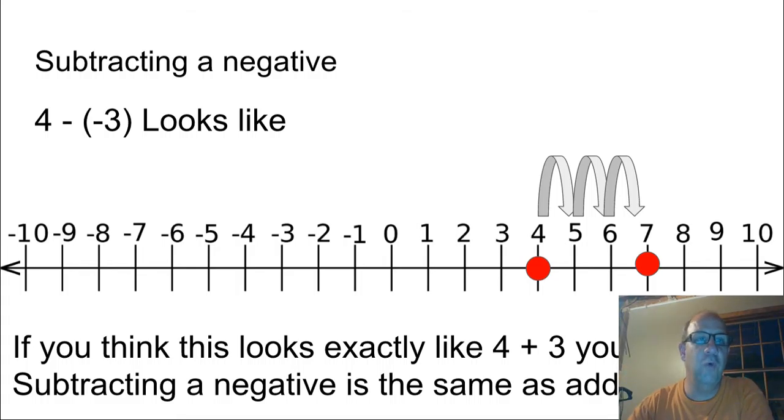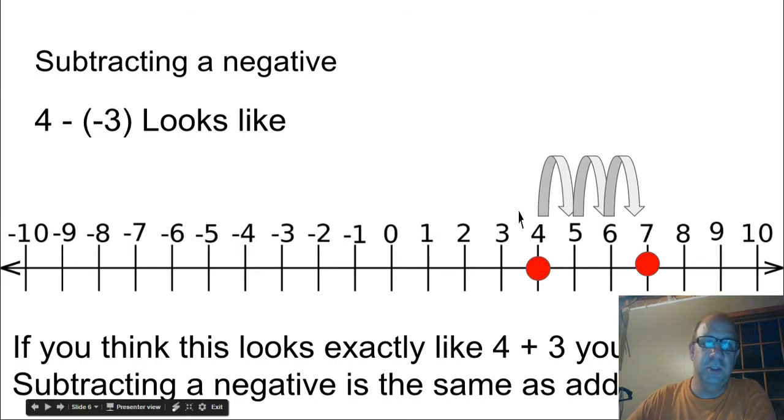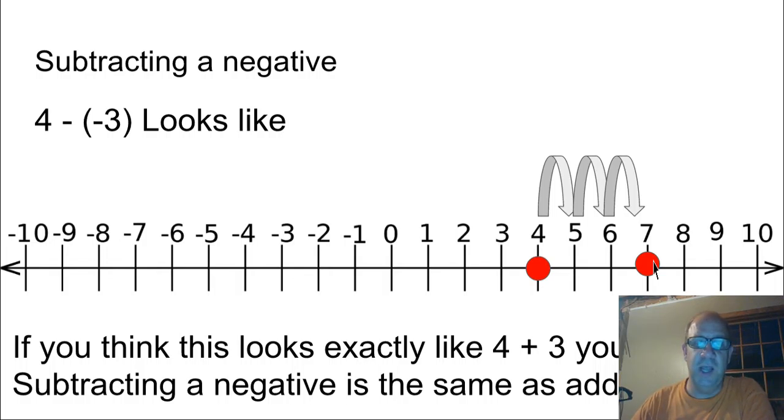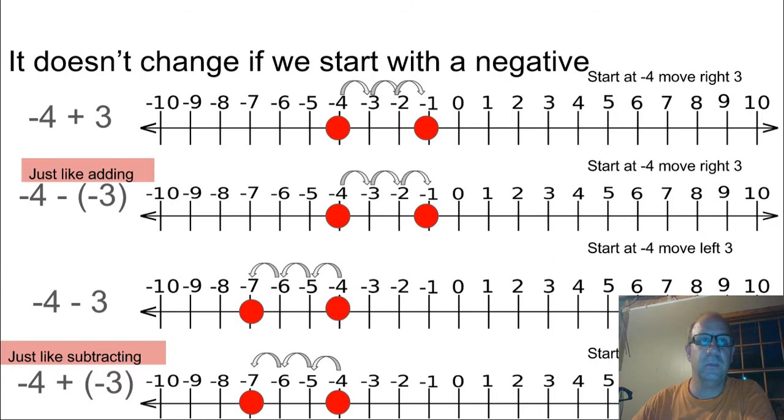Subtracting a negative, 4 minus a negative 3, looks like this. Start at 4 and minus a negative 3. So it's the opposite of moving to the left, which of course is moving to the right. So 4 minus a negative 1, 2, 3 is 7. 4 minus a negative 3 is 7. And if you think this looks exactly like 4 plus 3, you are right. Subtracting a negative is the same as adding.